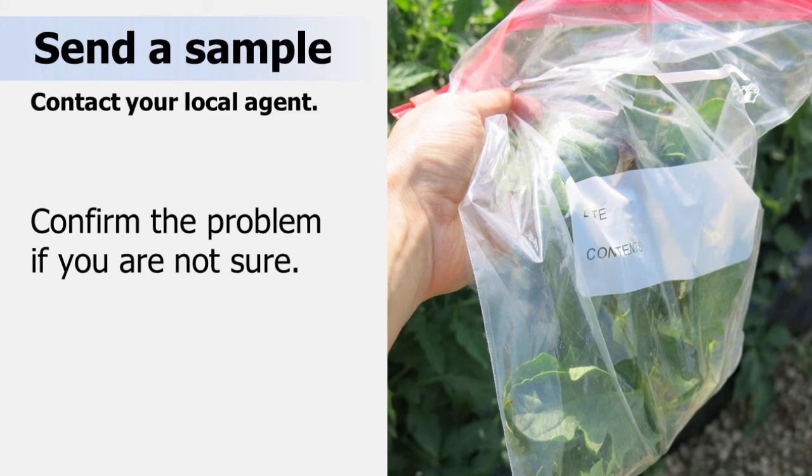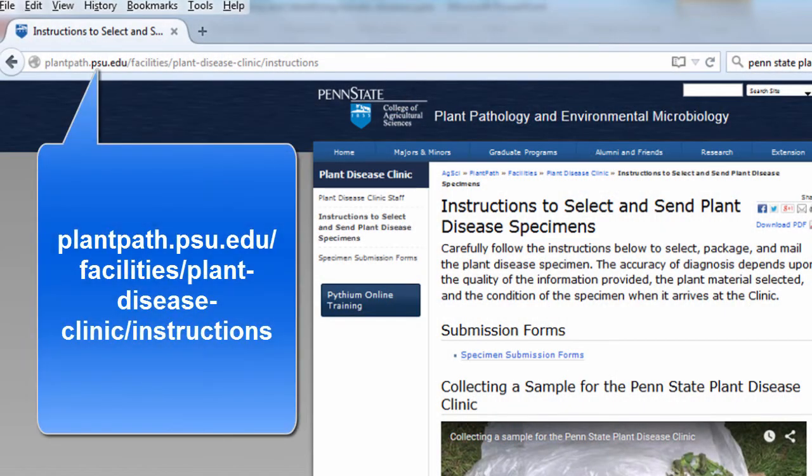Remember to keep in mind that you may not always be able to tell what the problem is by sight. Be sure to ask your local extension educator, or send a sample to the Penn State Plant Diagnostic Lab to confirm what the problem is if you are unfamiliar.